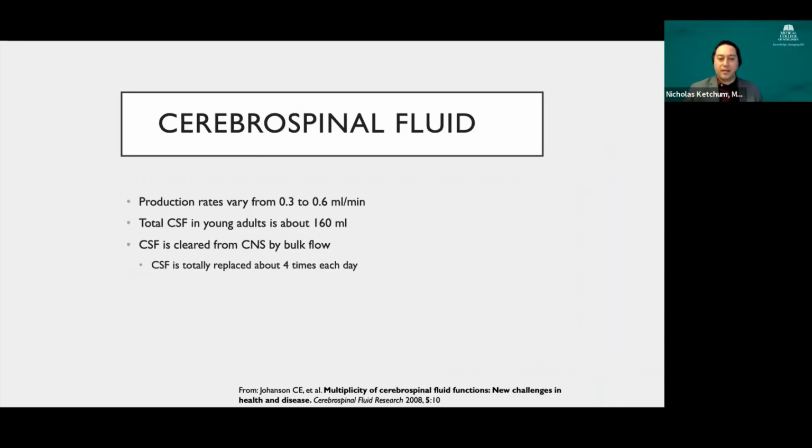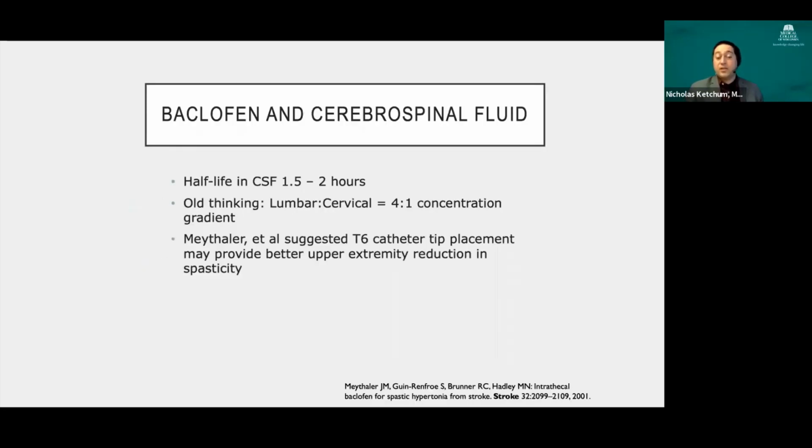In the CSF, production rates vary between 0.3 and 0.6 milliliters per minute. The total CSF volume in young adults is about 160 milliliters, and this is cleared through the lymphatics about 4 times per day. In the CSF, the half-life is a little shorter than it is in the plasma.